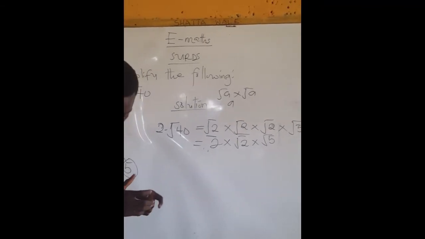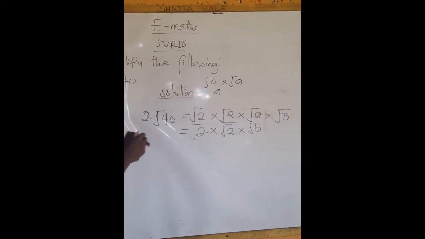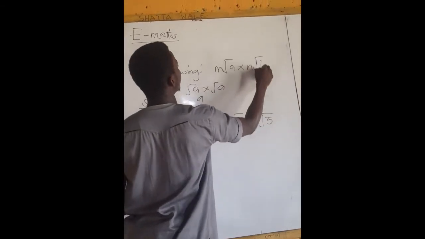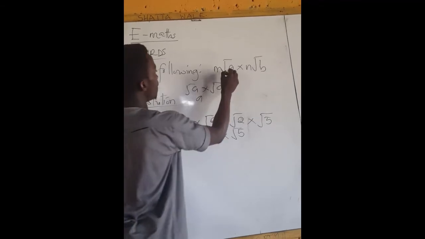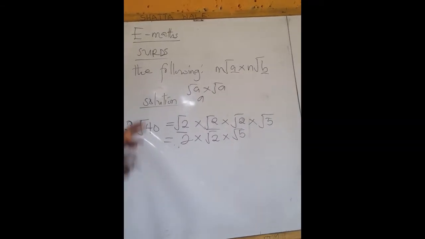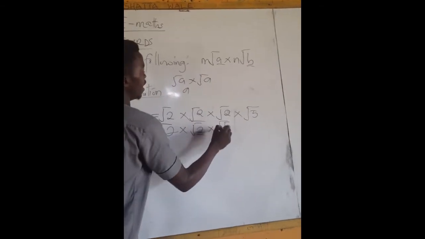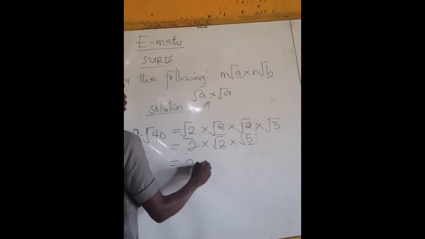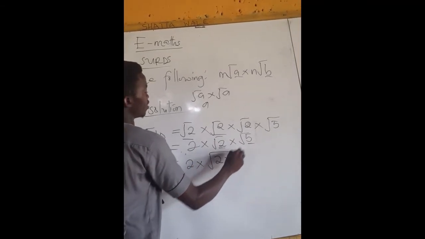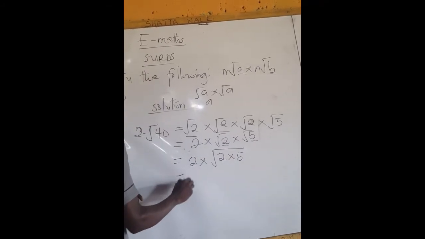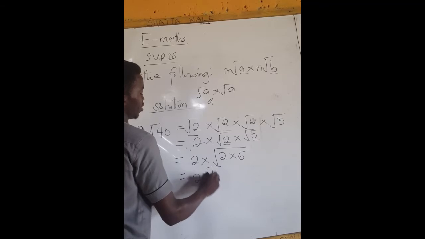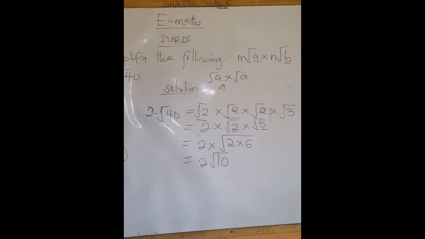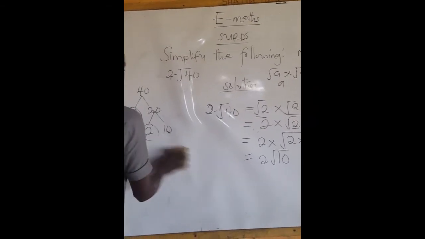So by the last law, which is the 6th law, it says if you have m root A times n root B, so if you have different numbers in the square root, you multiply the numbers. Here we have root 2 and root 5, so we are going to multiply 2 and 5. So we get 2 times root of 2 times 5, and 2 times 5 is 10. So our final answer will be 2 root 10. Okay. Now let's move on to the next example.